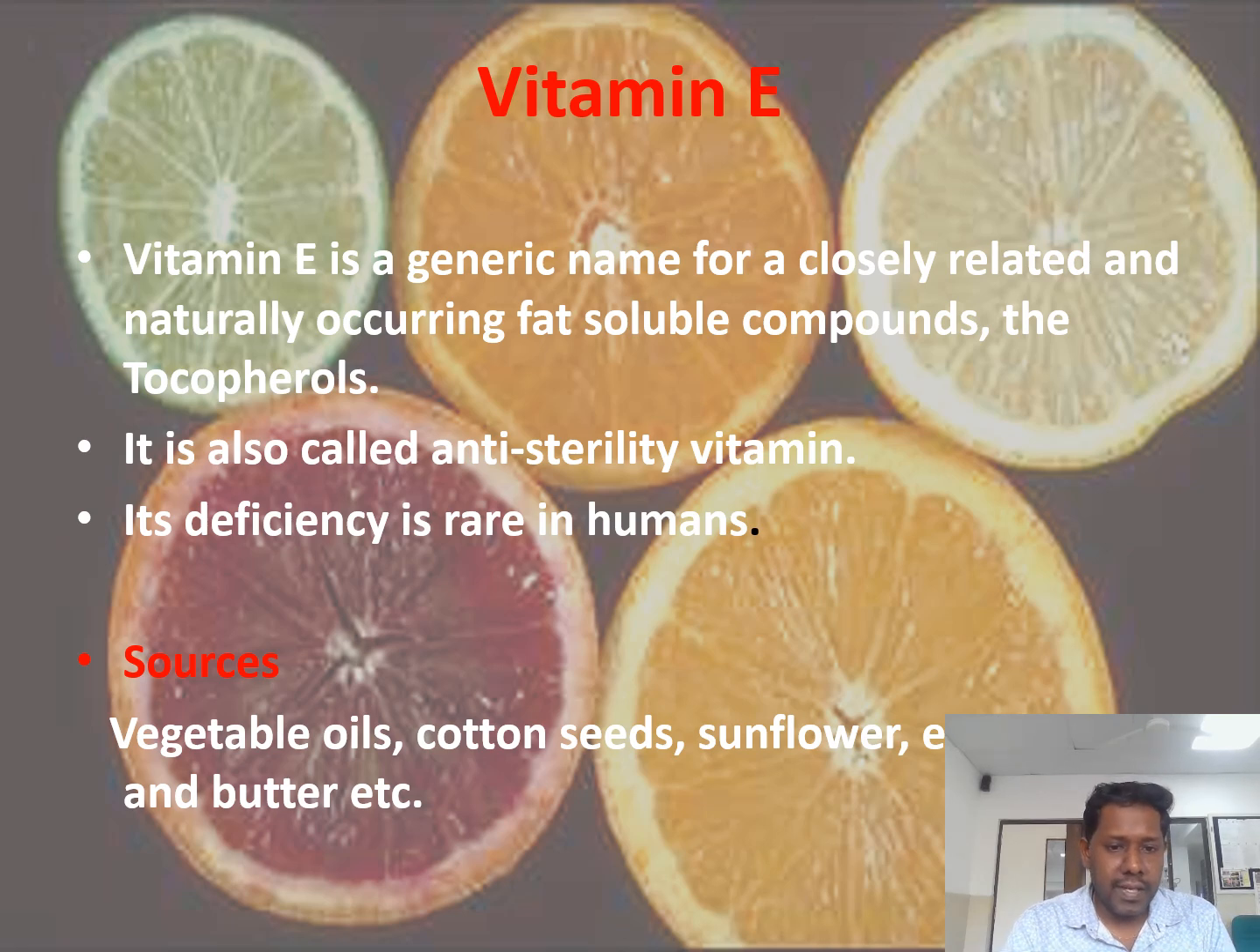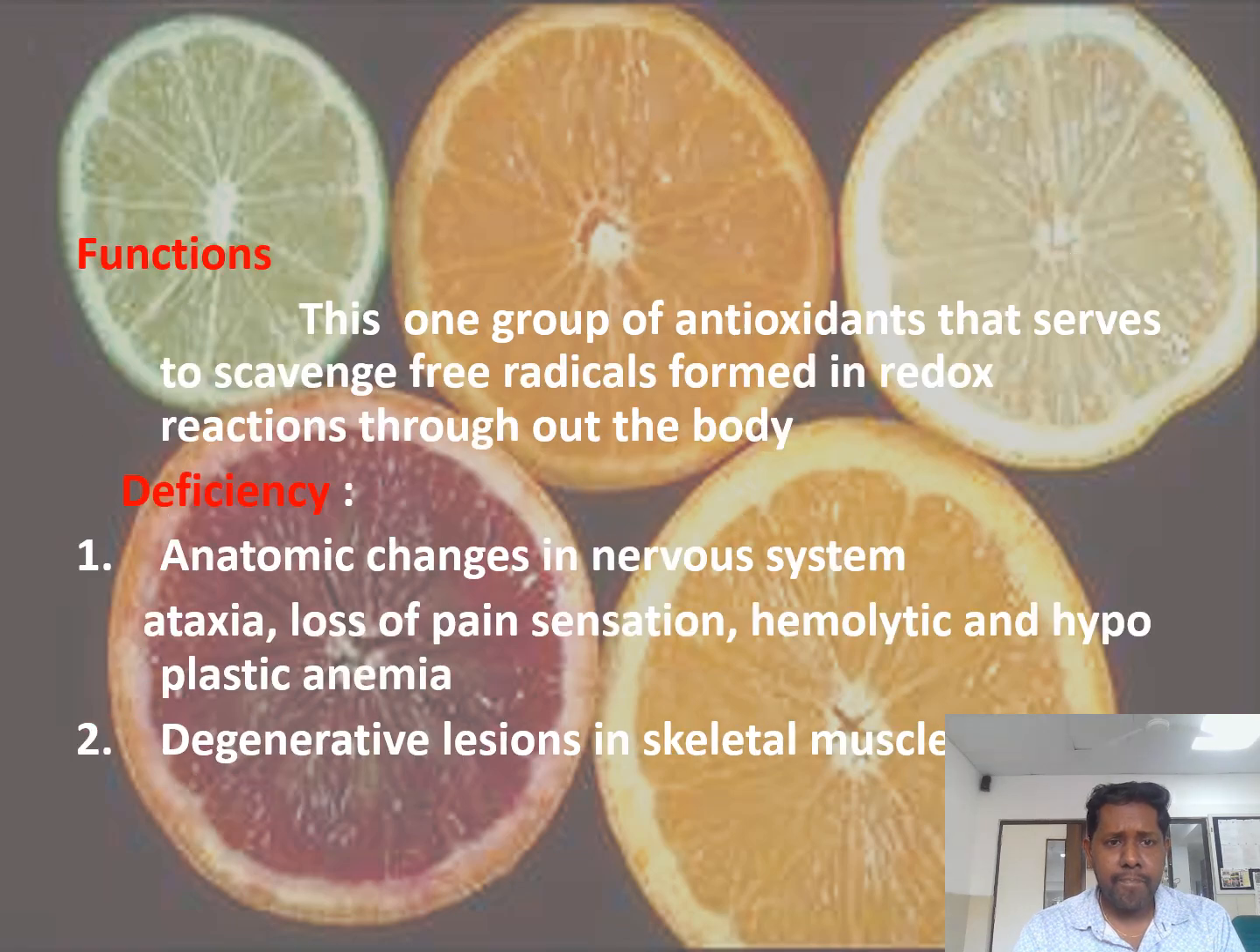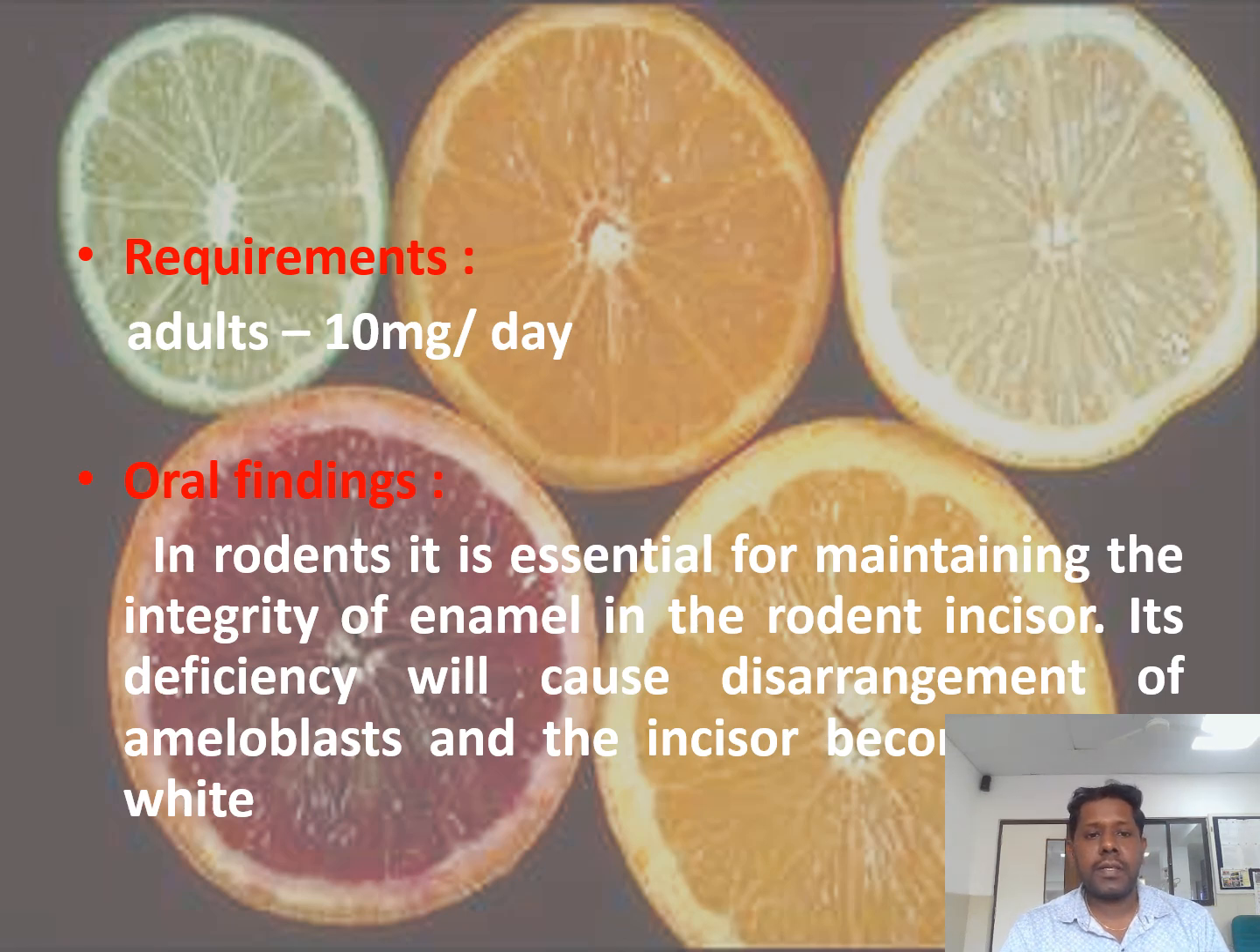is usually rare in humans. And these are the various sources of vitamin E. One important function of vitamin E is that it's an antioxidant, thereby it can scavenge the free radicals formed in the redox reactions throughout our body. Usually the deficiency is very rare, and if there is one, there may be anatomic changes in the nervous system, that is ataxia or loss of pain sensation, and hemolytic and hypoplastic anemia can happen. The requirement is 10 milligrams per day for an adult.